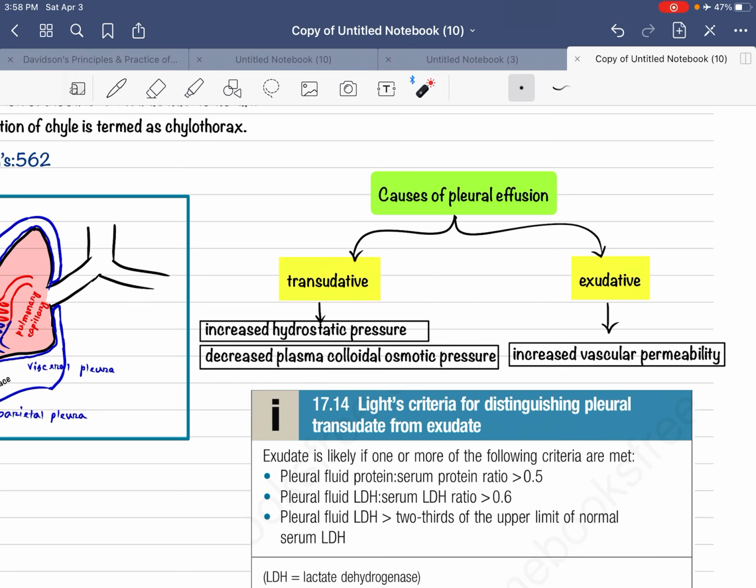Okay, so you have to know that the serous fluid which is accumulated within the pleural cavity may be transudative or it may be exudative. Both types of fluid may accumulate there. So what are the causes that lead to transudative pleural effusion? These are increased hydrostatic pressure and decreased plasma colloidal osmotic pressure. Now think about what pathological conditions lead to increased hydrostatic pressure.